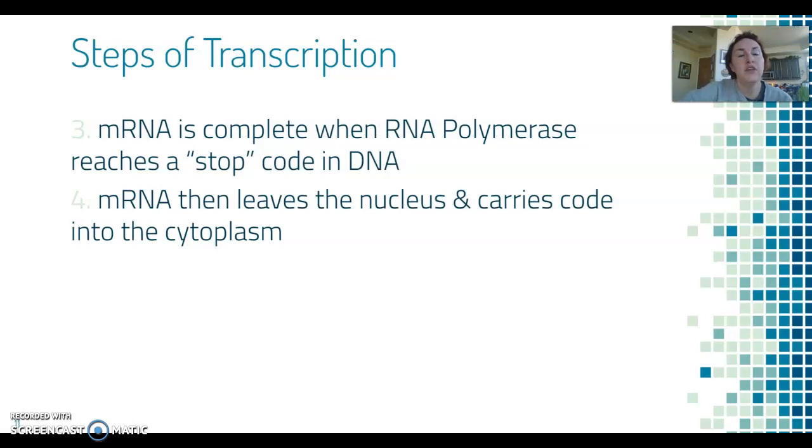The third step of transcription is when messenger RNA ends up being complete when the RNA polymerase reaches a stop code in the DNA. We'll learn more about that when we get to translation. But basically, there's going to be a sequence in the DNA that tells the RNA polymerase to stop transcribing that DNA into RNA. Once the messenger RNA is made, it's able to leave the nucleus and carry that DNA code to the cytoplasm, eventually going to the ribosome where those proteins will be made.